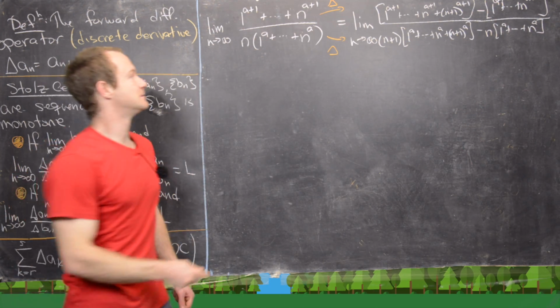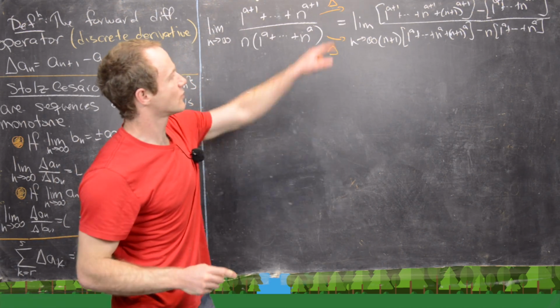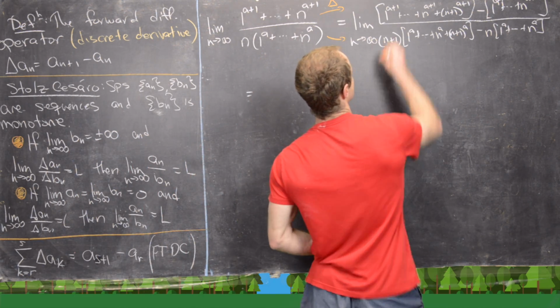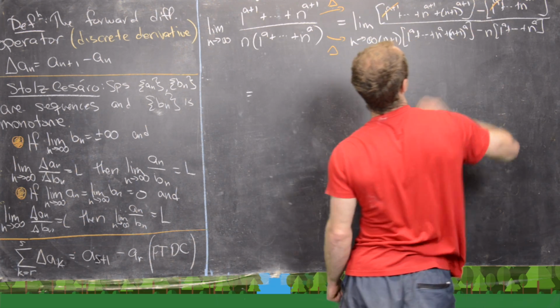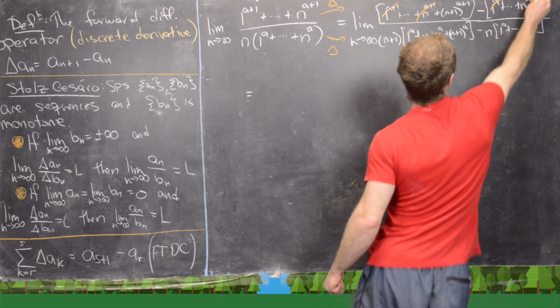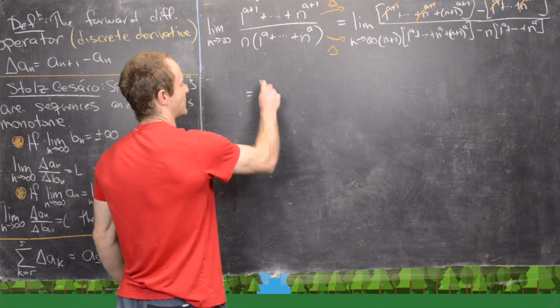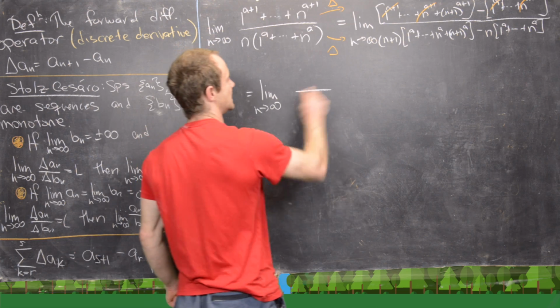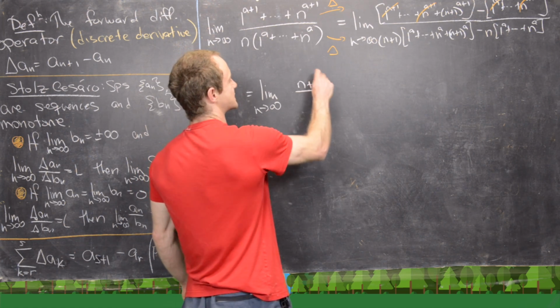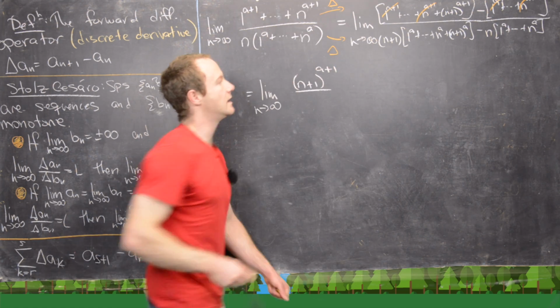Okay, fantastic. So let's see what we get. In the numerator, a bunch of stuff is going to cancel. This 1 to the a plus 1 and this 1 to the a plus 1 all the way up to this n to the a plus 1 and this n to the a plus 1 are going to cancel. And that's going to leave us with the limit as n approaches infinity. In the numerator, we have n plus 1 to the a plus 1.